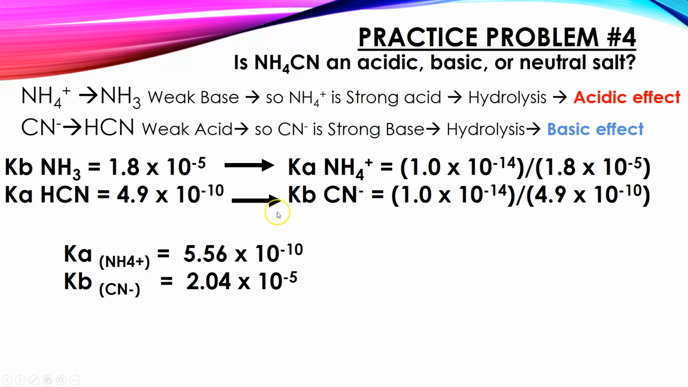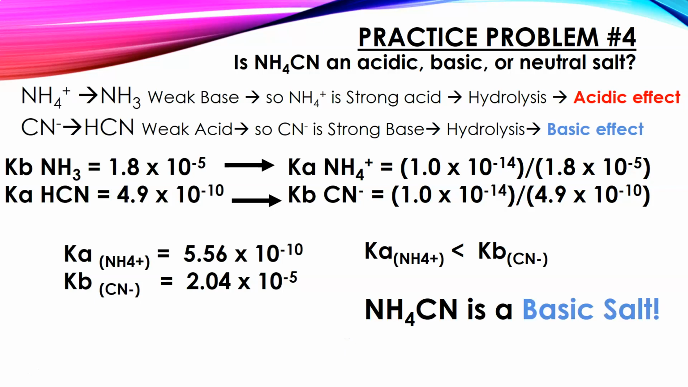So, compare your Ka to your Kb, which is bigger. Your Kb value is bigger. That means that cyanide is more basic. It wants to be dissociated more than the acid does. Therefore, base wins. Your salt was basic.